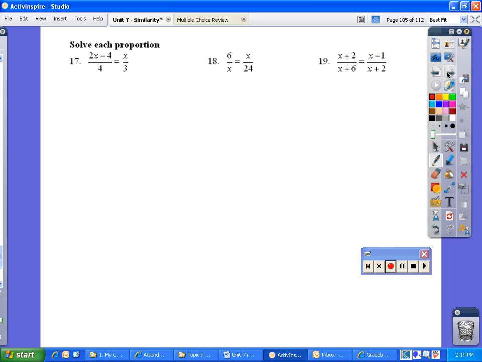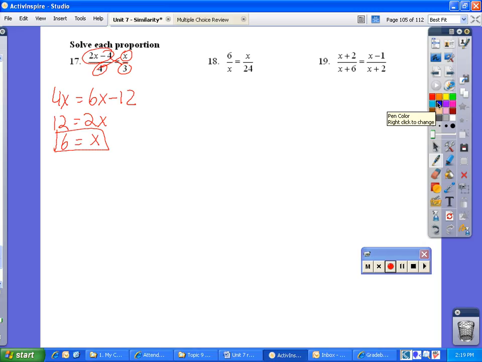All right, the last problems on this page are proportion questions. Most of the time we're just going to cross multiply, and that's how we're going to solve these proportions. So I'm going to cross multiply and see what I get. x times 4 is 4x. 2x minus 4 times 3. Don't forget to distribute. That's 6x minus 12. So I'm going to subtract 4x and get 2x. Add 12 and get 12, and we get x is 6. That's the answer to number 17.